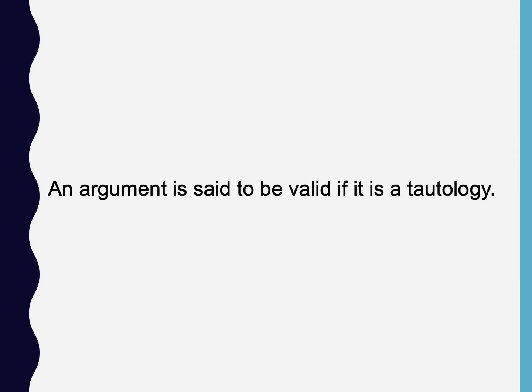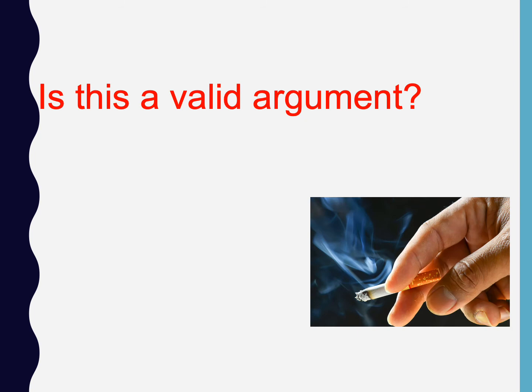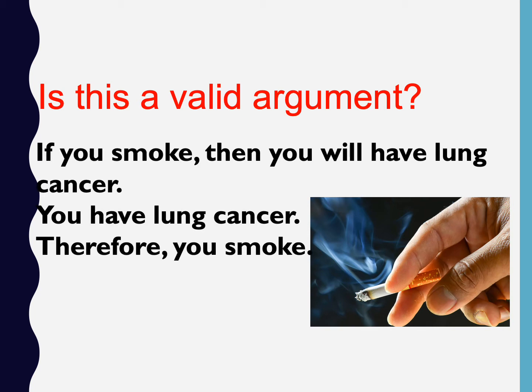Now, for an argument to be valid, it has to be a tautology, meaning when you construct the truth table, the last column should have all values to be true. For example, let us try to check if this argument is valid. If you smoke, then you will have lung cancer. You have lung cancer, therefore you smoke.